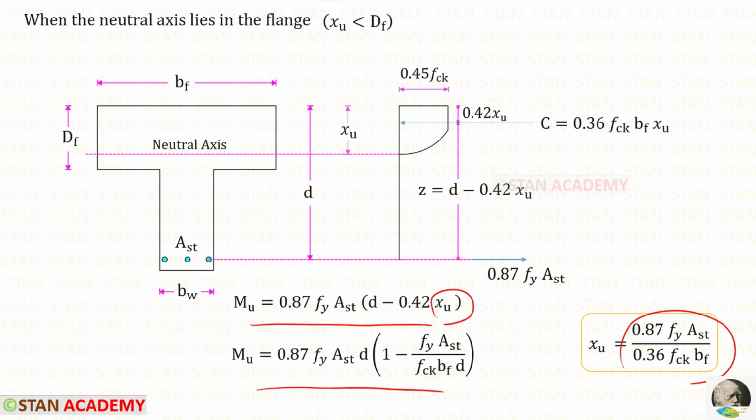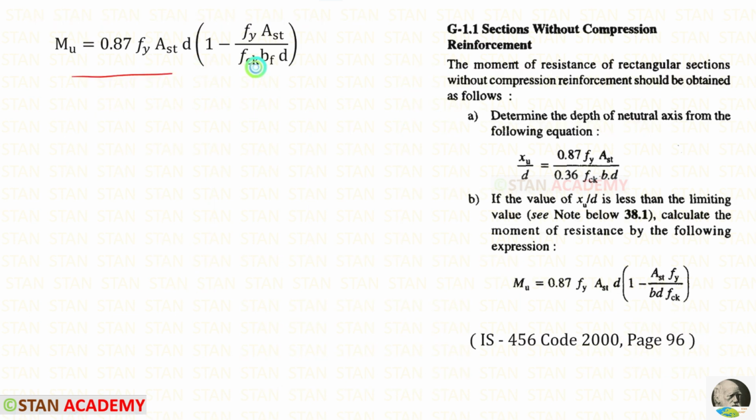This one I have already explained in the previous derivation. You can click the link and watch the video. The same equation is available in the IS 456 codebook, page number 96. There is only one change. Instead of B, here it should be BF.